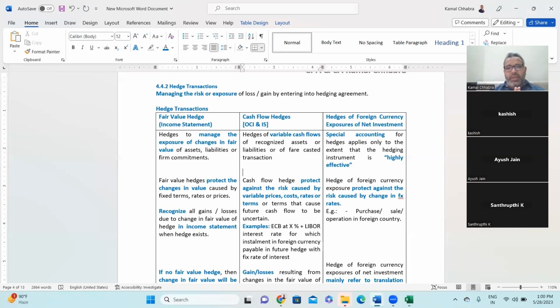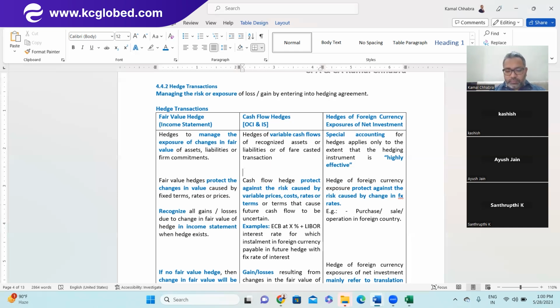With that you fix the forex, with that you fix the value of that particular item. So that is called hedge. Hedge is to manage the exposure of change in fair value. When you are entering into any swap, any option, a future contract or a forward contract to manage the fair value risk, that is called fair value hedge. Make sense? Yes, sir.